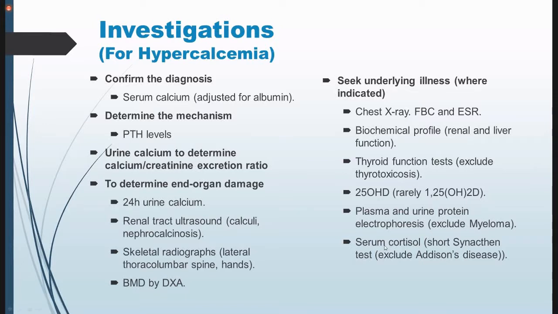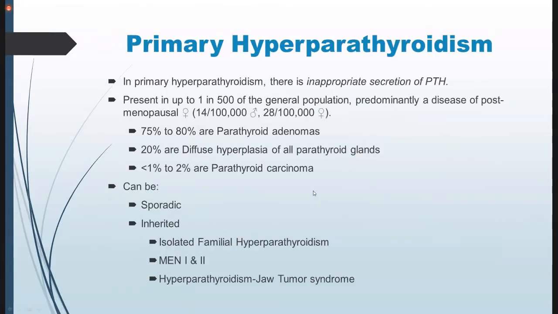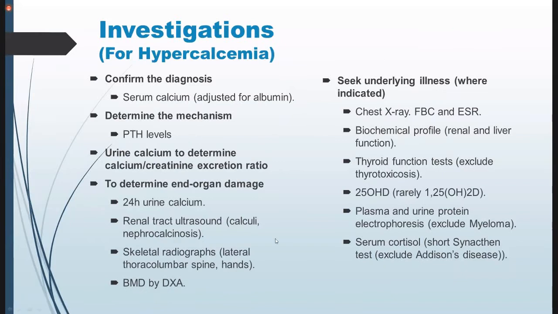And finally, serum cortisol should be checked and even confirmed with a short synacthen test to exclude Addison's disease. Addison's disease is adrenal insufficiency, and in that also you get a high calcium level. The exact mechanism is not known, but if that is present, that can be the reason for high calcium in the blood.